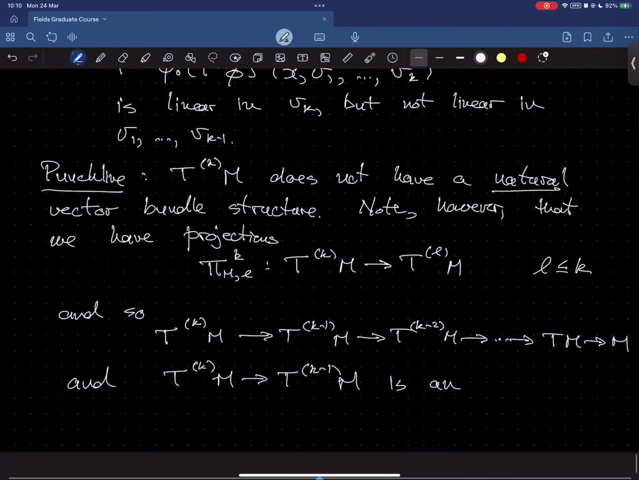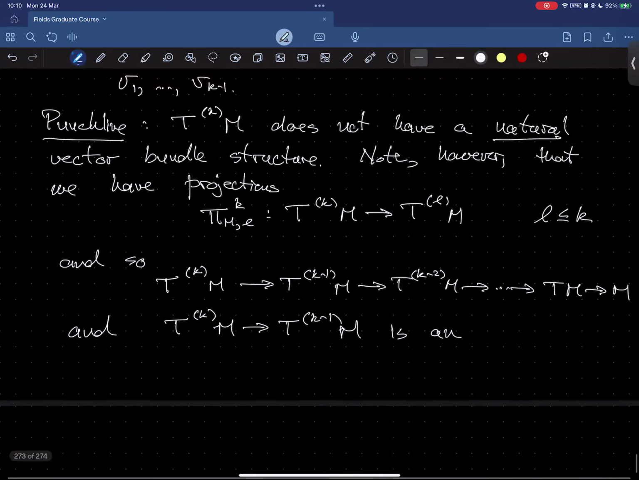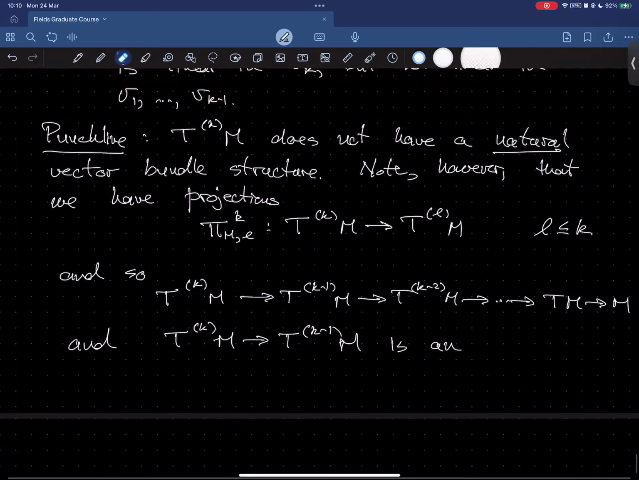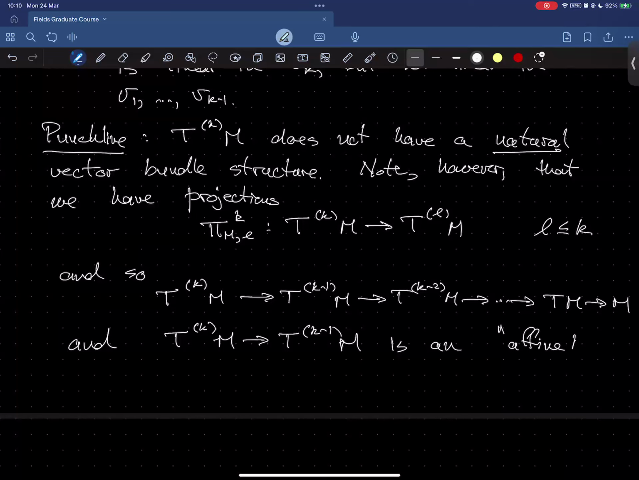So you have to define what affine bundle means, and that's done in the course notes, but I'm not going to talk about it here. Okay. So there is some structure. It's not quite the structure of a vector bundle, but there is some structure. Okay, good. So those are the higher order tangent bundles.